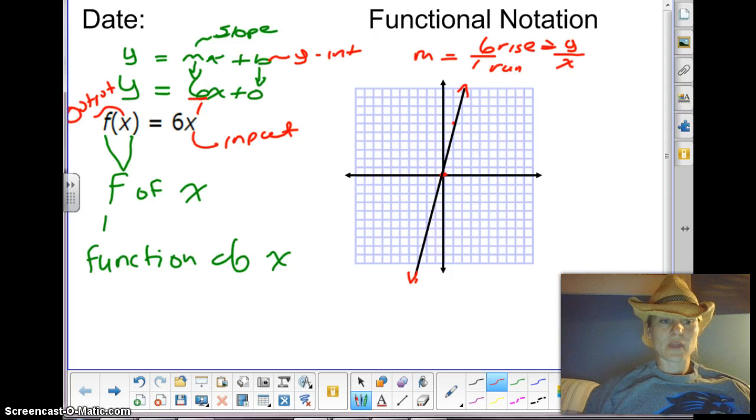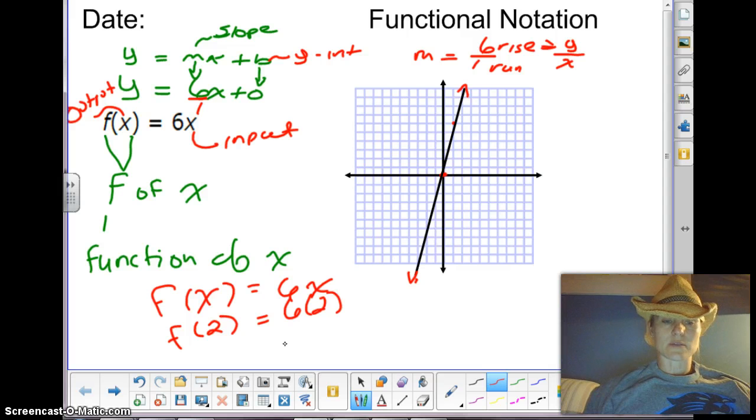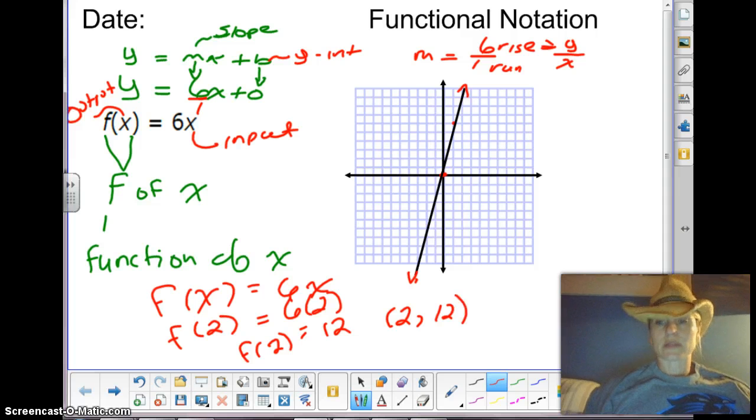So looking at this equation, f of x equals 6x, let's say I want to know what this function will be for f of 2. So you can see the 2 is in the x place. So to find out what f of 2 is, I very simply replace x with 2. So f of 2 equals 12, right? Or we could say that when we plug 2 in for x, the y, or the output, is 12.